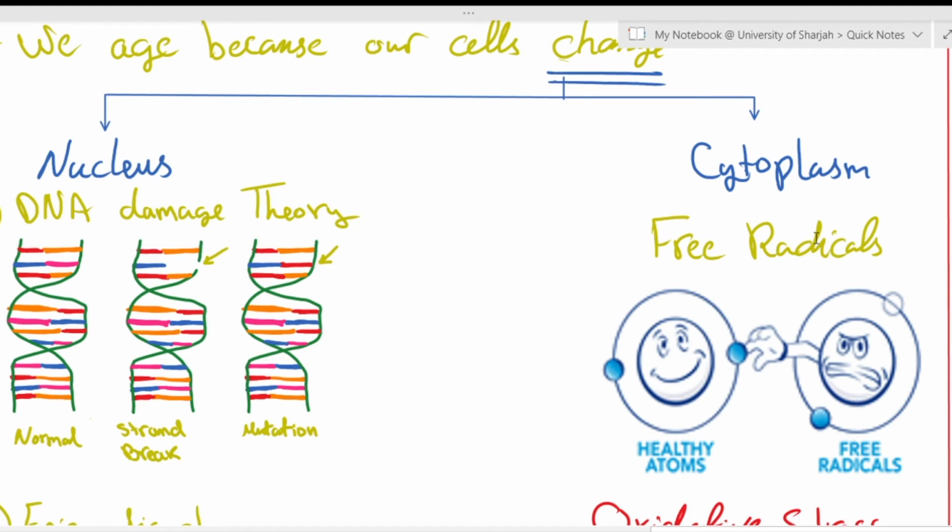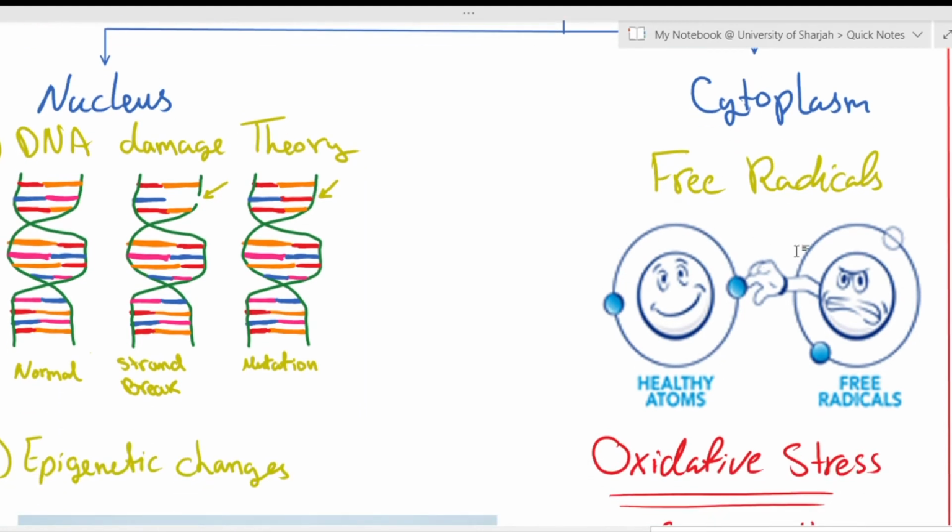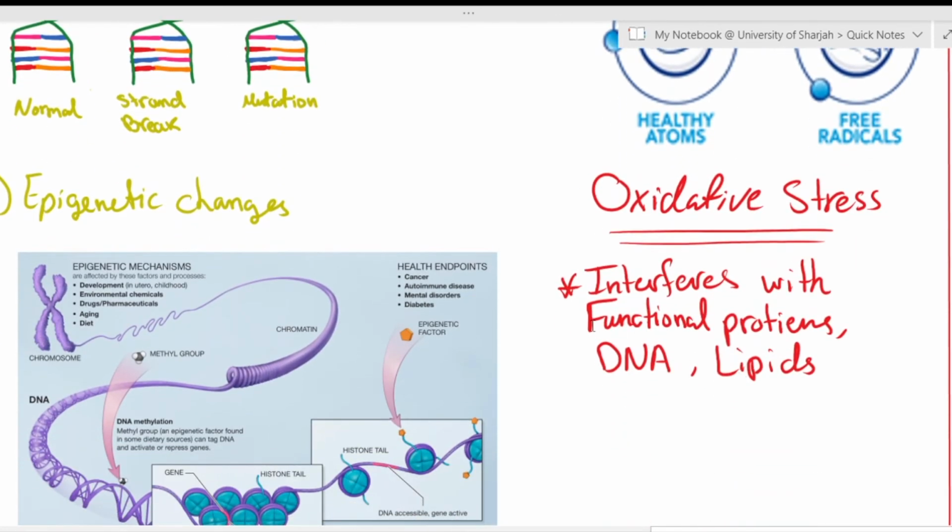Okay. Now, the second cause of the changes that happen in the cell actually happens in the cytoplasm, and they are the free radicals. So free radicals are molecules containing oxygen, and they are negatively charged. They basically are byproducts of the metabolism that happens in our body, and they cause what's known as oxidative stress. So they go to healthy atoms and healthy body organelles or body proteins, and they corrupt them, making more free radicals. So they interfere with the function of the proteins, DNA, and lipids.